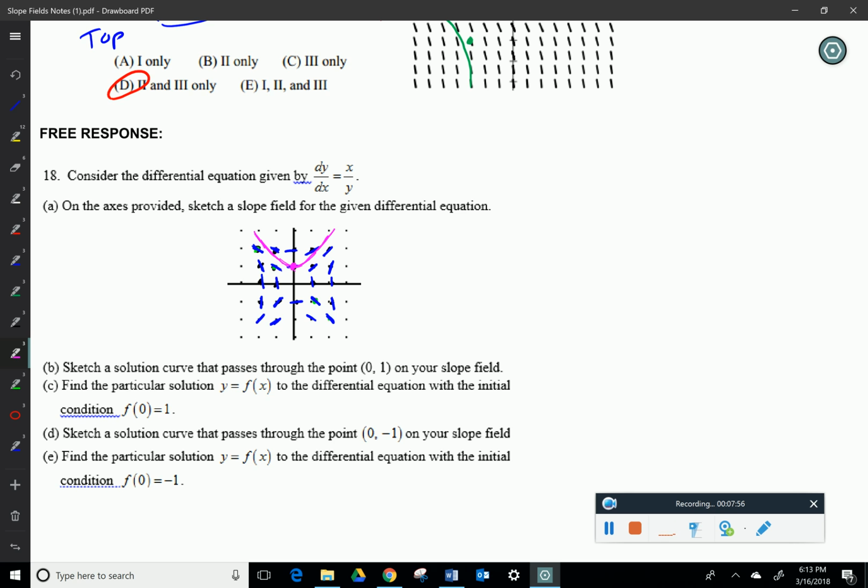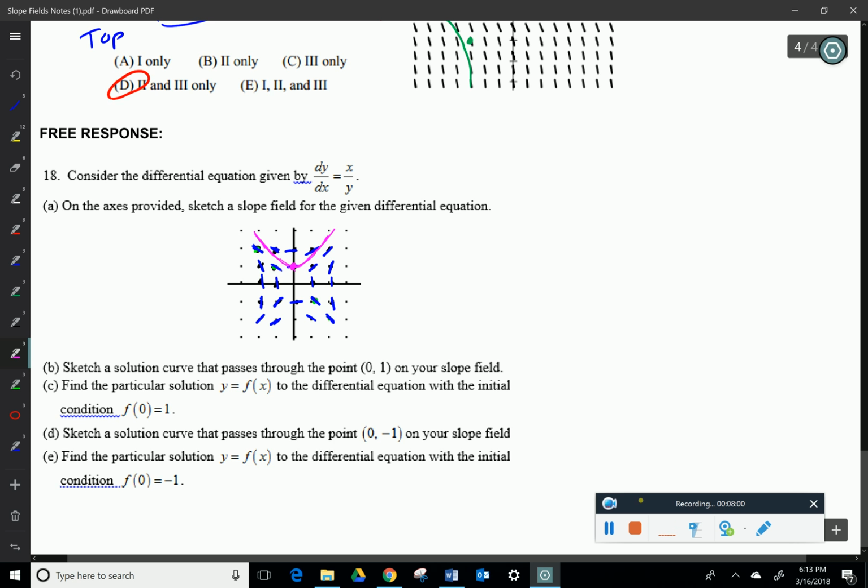Find the particular solution, y equals f of x, to the differential equation. Okay, whenever it says find the particular solution, let me do that in a different color so I can kind of coordinate. Find the particular solution, that means they want you to find the actual equation, right? Well, when have we seen that phrase before? Haven't we seen that phrase when they wanted us to separate the variables, right?